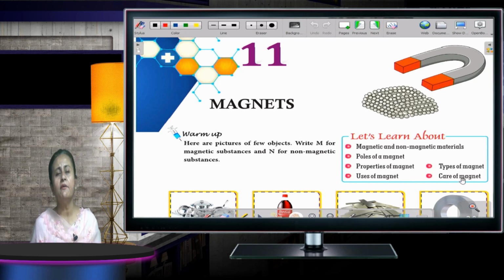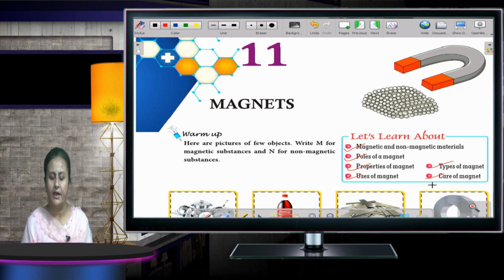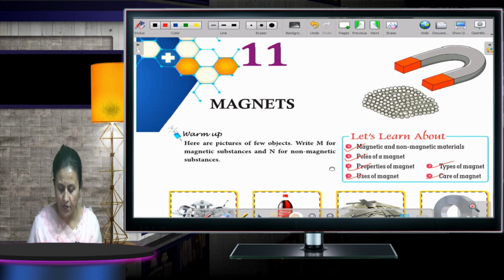So, you must have used magnets some time or the other, maybe in your childhood or maybe you are using them right now also. Okay, so today I am going to tell you about what magnets are. In this chapter we are going to deal with magnetic and non-magnetic materials, poles of a magnet, properties of a magnet, uses of a magnet, types of magnets and how to take care of magnets. So, let us start the chapter now.